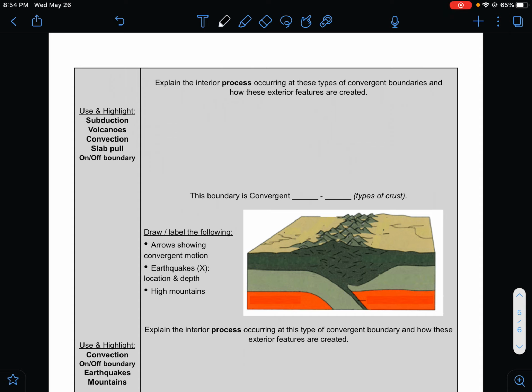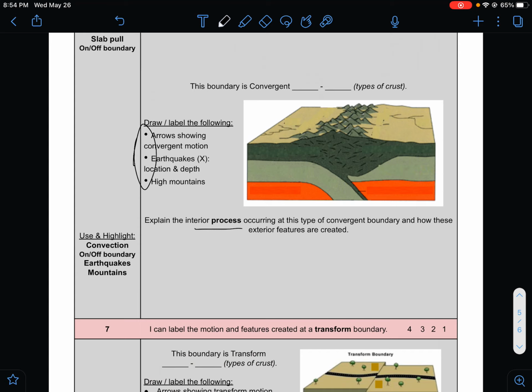Okay, again, explain the interior process occurring at these types of convergent boundaries and how these exterior features are created. So we're going through that same process of what's happening inside to create the stuff on the outside. That's what we're looking for, okay? What's happening on the inside to create the stuff on the outside. Don't forget about any of these features. Super, super, super important that you're able to label a picture with all of these features. Something that could very easily be asked on an assessment here in the near future.